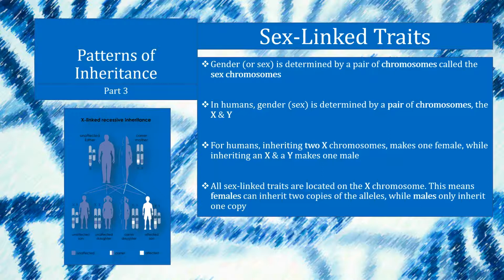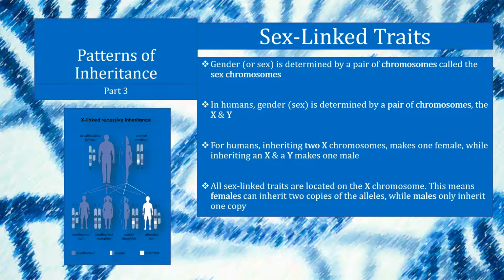In humans, we have a pair of chromosomes, the X and the Y. If a human embryo inherits 2 X chromosomes, meaning 1 X from the mom and 1 X from the dad, that makes that individual female, while getting an X chromosome from mom and a Y chromosome from dad generates an individual as a male.